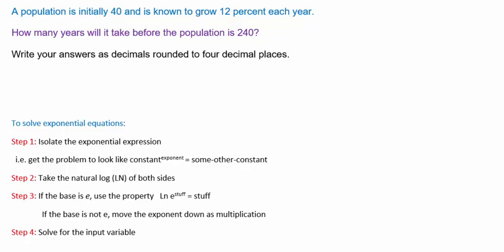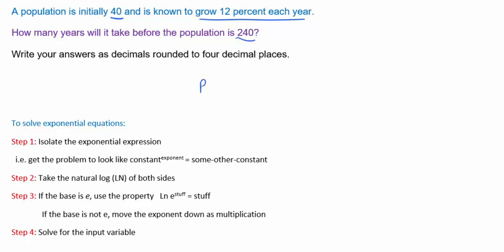In this problem, we have a population that starts at 40 and is growing 12% each year. The fact that it's growing the same percent each year implies that an exponential model would be appropriate to model the situation. The question is, how many years will it take this population of 40 before the population reaches 240?